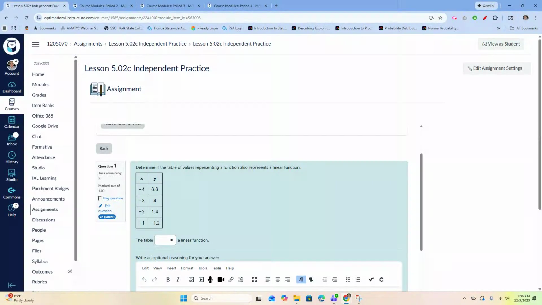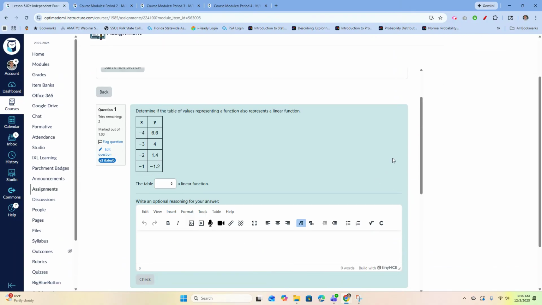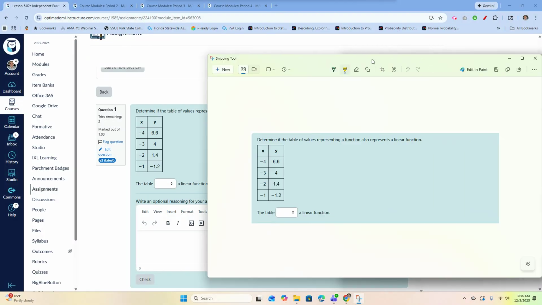All right, here's how you do lesson 5.02 independent practice. Here we are trying to identify if a table is a linear function. Remember, linear function basically means if you do the graph, you're going to see a straight line. Now we're not going to make a graph. What we're going to do is the following. Let me show you with problem number one.